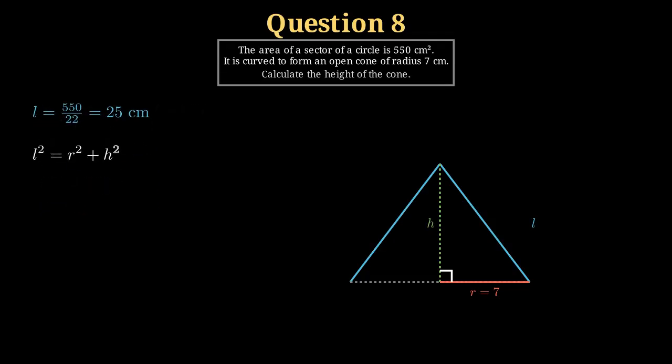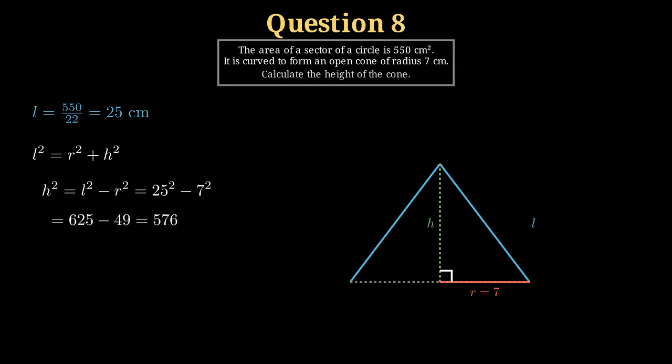Now for the height. The radius, height, and slant form a right-angled triangle, with the slant as the hypotenuse. By Pythagoras, slant squared equals radius squared plus height squared. Rearrange for height squared: slant squared minus radius squared.